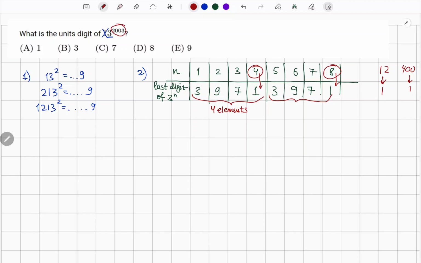So now we return to the question. I need the term 2003. The closest number which is a multiple of 4 is 2004. Let's write it here.